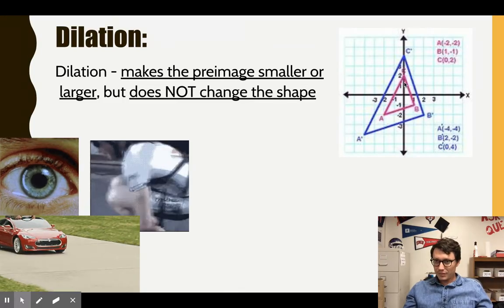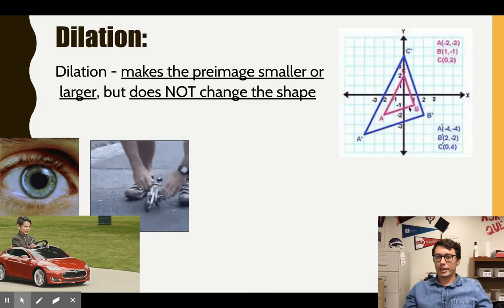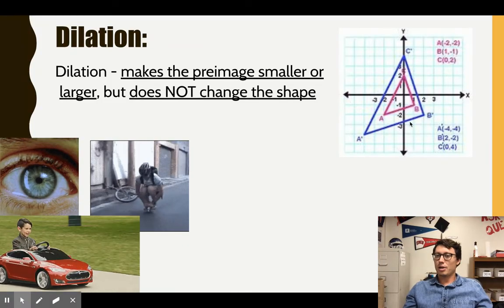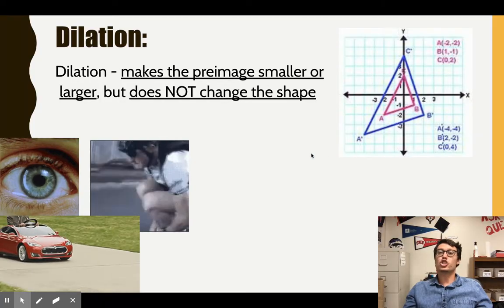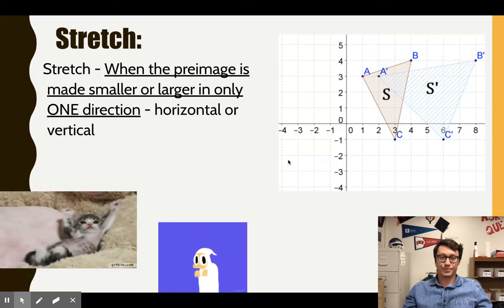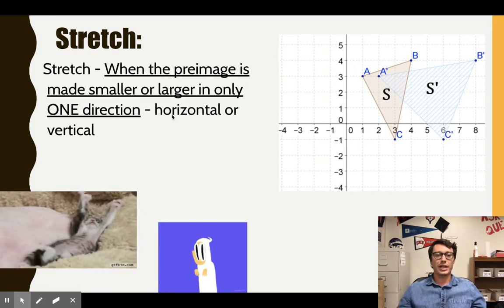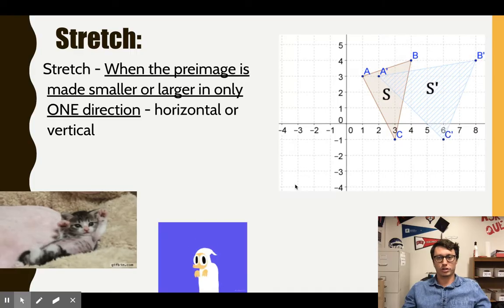Anyways, here's another example. Notice the triangle ABC is getting bigger to triangle A prime, B prime, C prime, but it is still the same triangle in its shape, just not its size. A stretch is when the pre-image is made smaller or larger in only one direction, either horizontally or vertically.